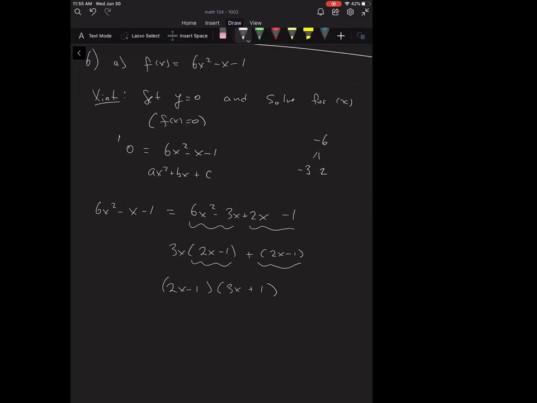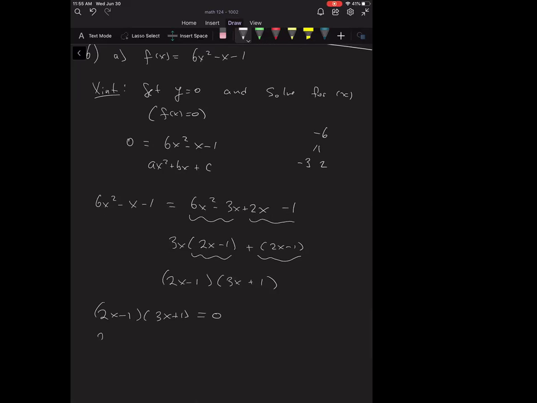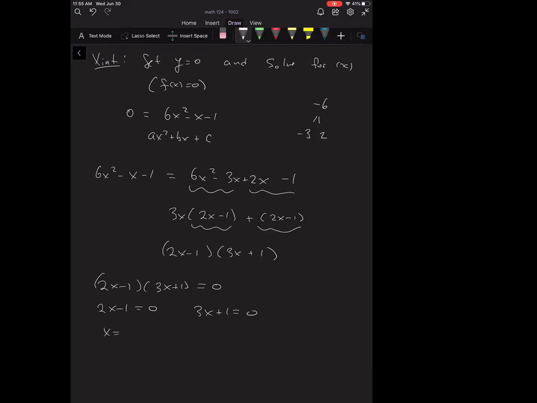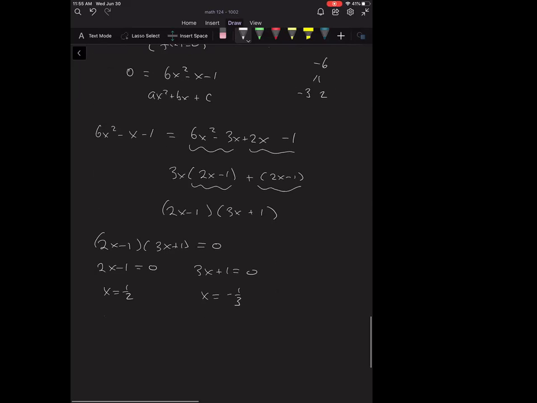So looking at this equation right here, we want to solve that for equal to 0. So really what we want to solve is 2x minus 1 times 3x plus 1 is equal to 0. And so we have both of these pieces equal to 0. 2x minus 1 is 0, 3x plus 1 is 0. So this one on the left, we're going to get x is equal to 1/2. And this one on the right, we're going to get x is equal to minus 1/3. So both of these are our x-intercepts. We have two of them: 1/2 comma 0 and minus 1/3 comma 0.